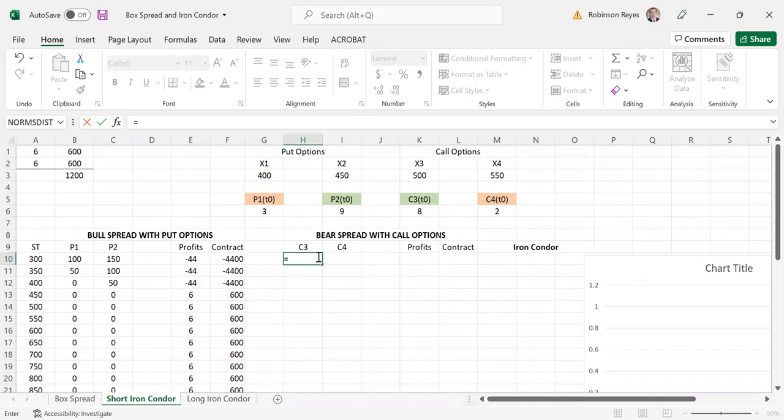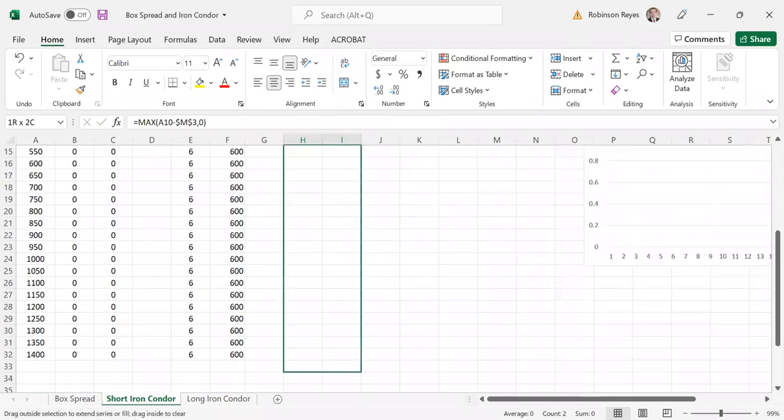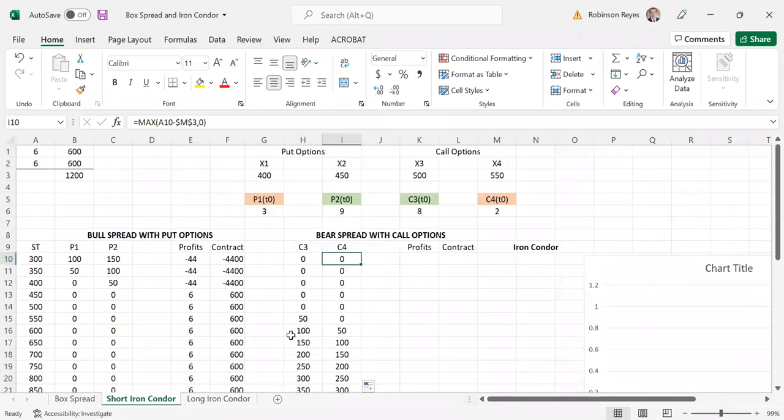So a maximum value, we're looking at the intrinsic value. We all know it's the stock price minus the strike price, because this is C3, call option with strike 3. Strike we know is this. And then we lock the strike, comma 0. Now C4, it's the max of the stock price minus the strike price, which is X4, comma 0. And of course, we have to lock this strike price here. Once we do this, we can scroll down, and now we have all the possible intrinsic values for C3 and C4.